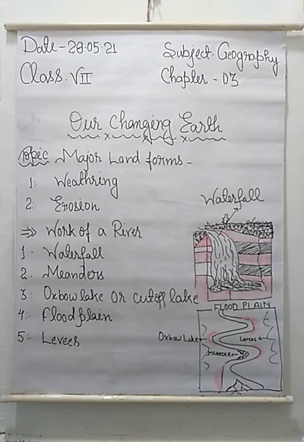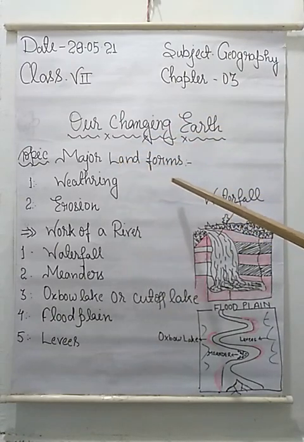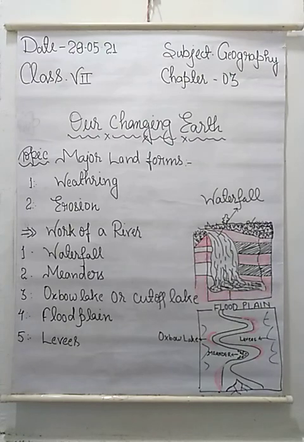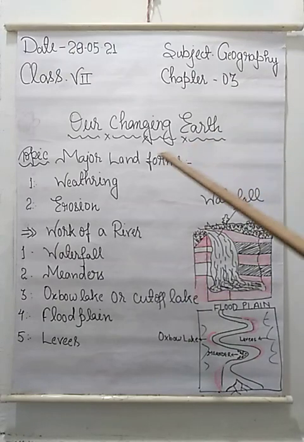Now, I am going to discuss with you another topic, which is major landforms of the earth, which are formed on the surface of the earth due to the movement of the lithospheric plates. But students, these two forces are also creating some small and some large types of landforms on the surface of the earth, in which today I will discuss the waterfall and work of river, etc. So students, as I told you, our landform is continuously changing, and this changing of the landforms on the surface of the earth is due to weathering and erosion.